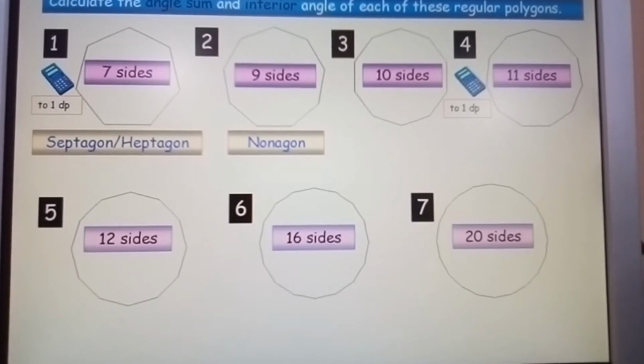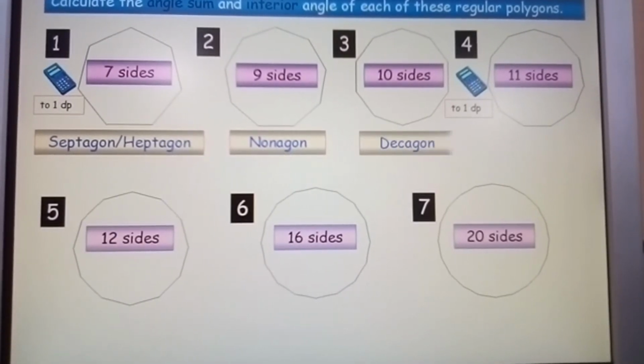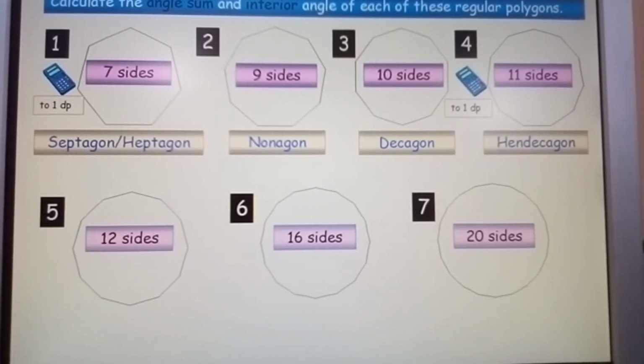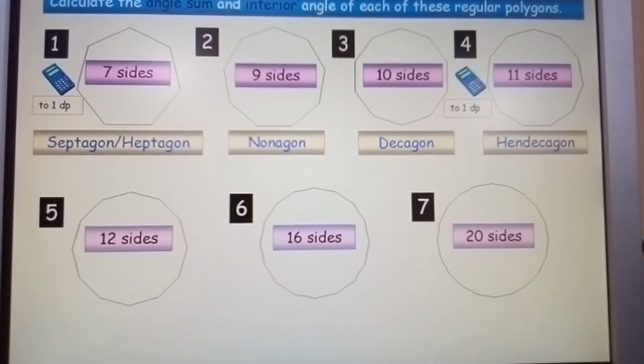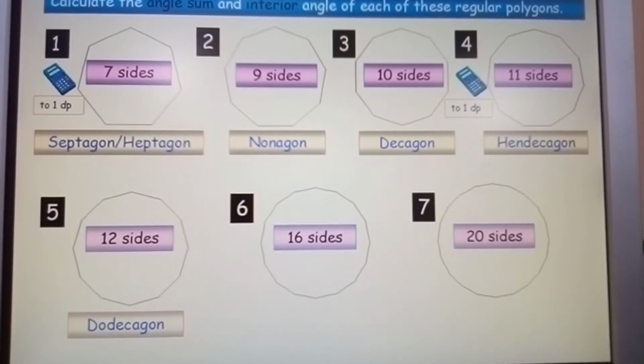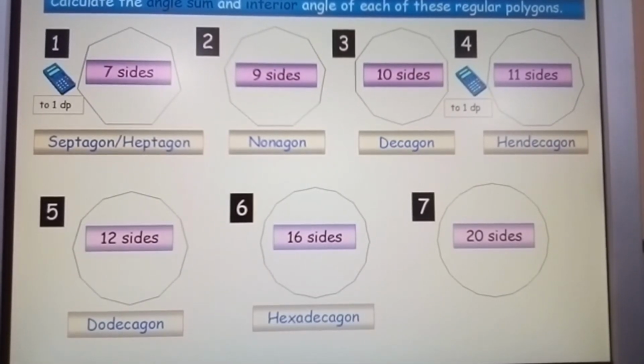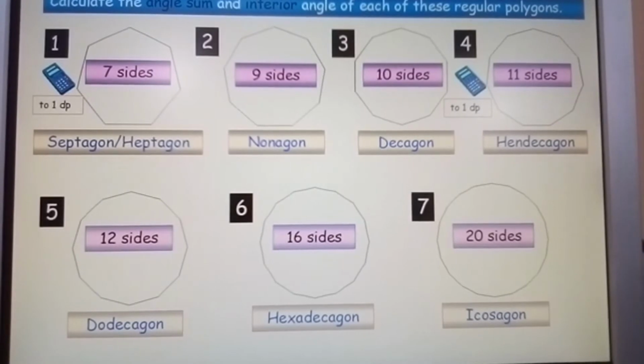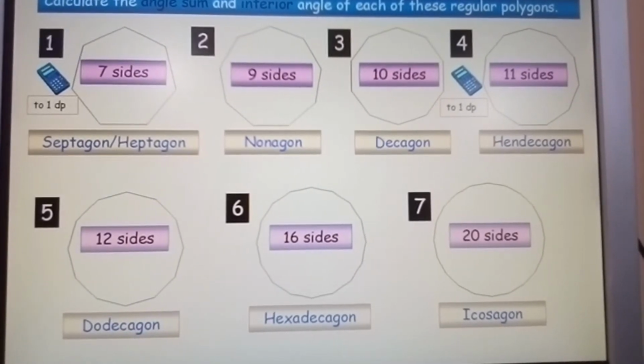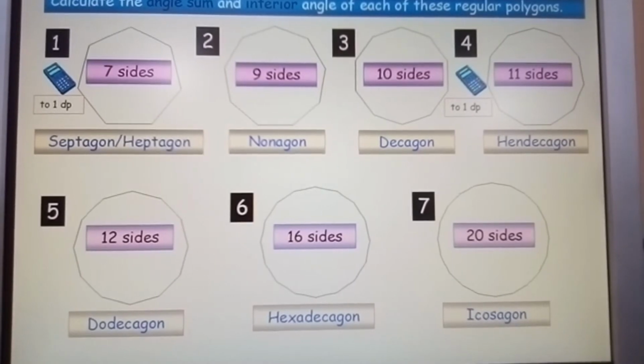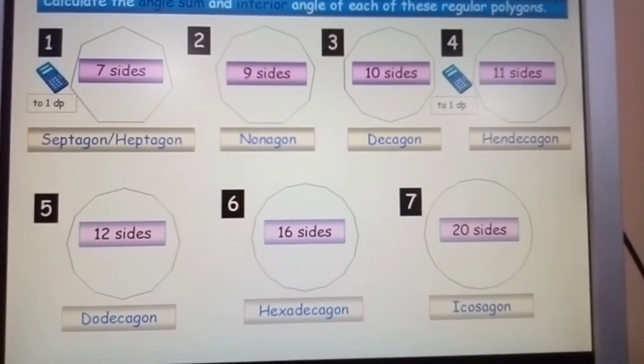Nonagon, and know the names of each. It comes back to you. Decagon, hendecagon. I'm making sure that I can pronounce the dodecagon, hexadecagon and icosagon. I mean, can you imagine someone being named icosagon? Goodness me. Sorry, forgive me.